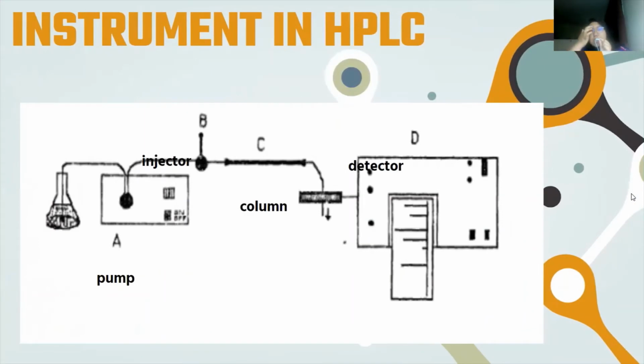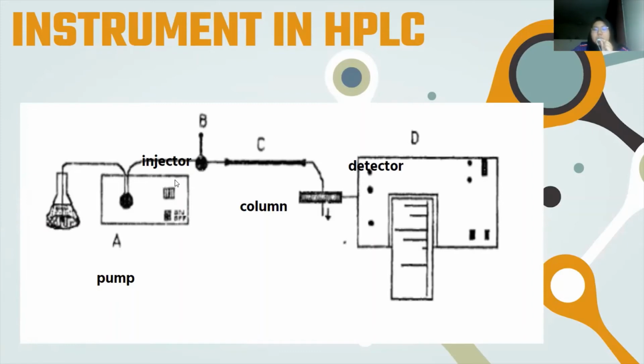So this is the instrument in HPLC. The primary parts of an HPLC are the solvent pump, injector, column, and detector. And each of these components is connected in series to each other by steel tubing. The pump controls the flow of the solvent through the system.